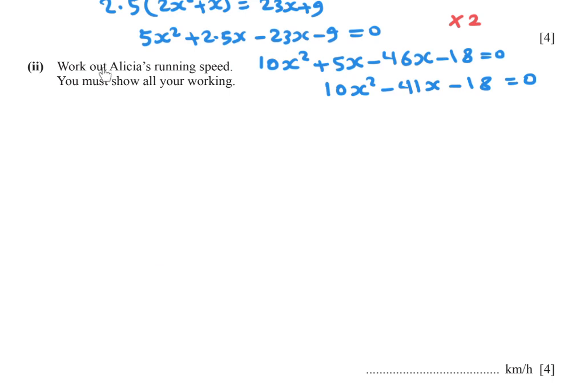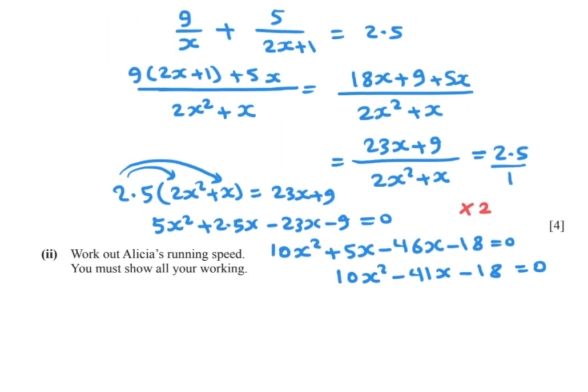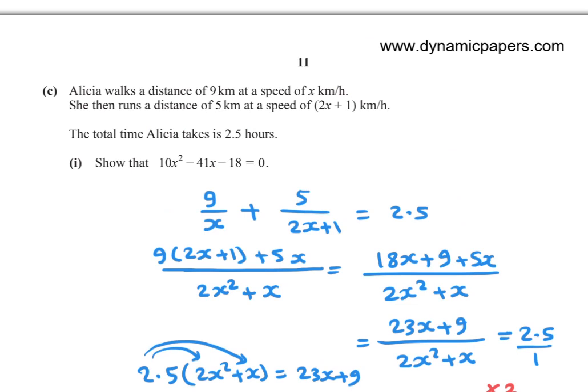Part ii, work out Alicia's running speed. You must show all the working. So for the running speed, she then runs a distance of 5 kilometers with speed 2x plus 1. So the running speed is 2x plus 1. So we need to find x.